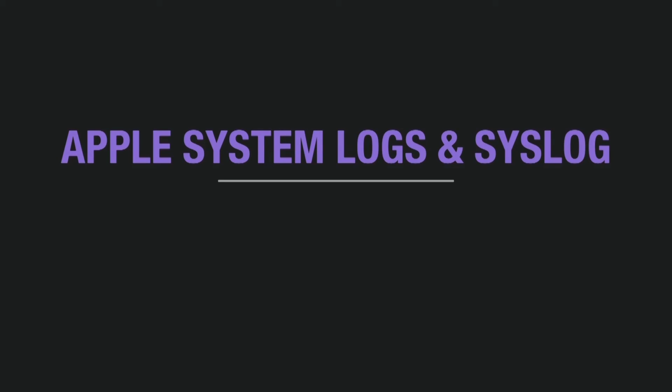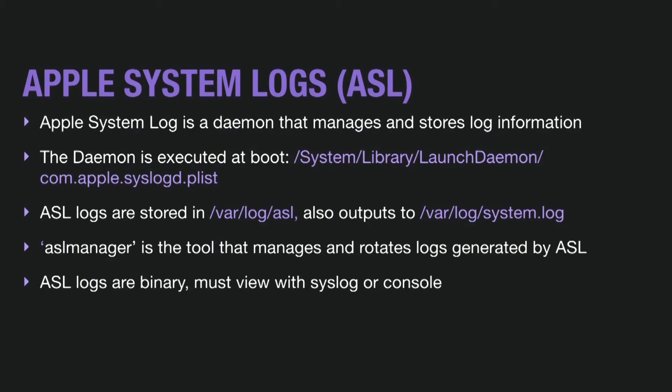So, Apple System Logs and syslog. Right, so Apple System Logs, ASL, is a daemon. It launches at boot, from the path /System/Library/LaunchDaemons. They're stored in /var/log/asl. Some of those logs are written to /var/log/system.log. ASL manages and rotates those out. You don't have to do any of that. That's built into the OS.